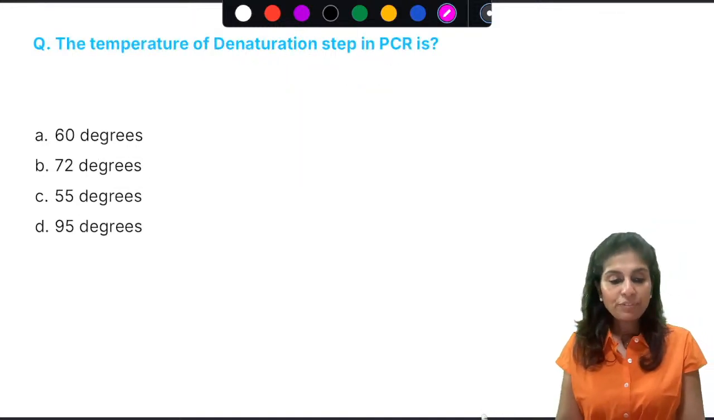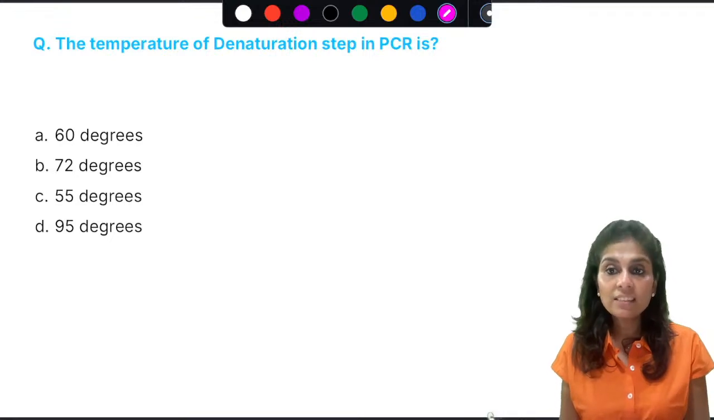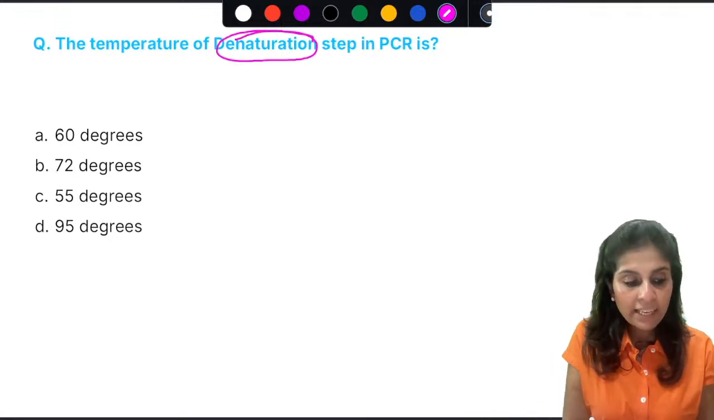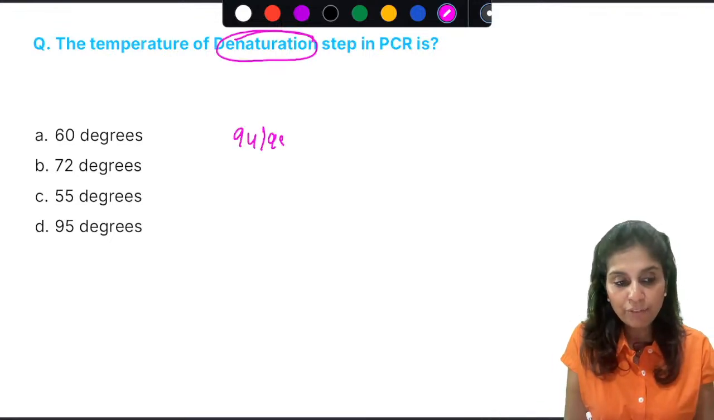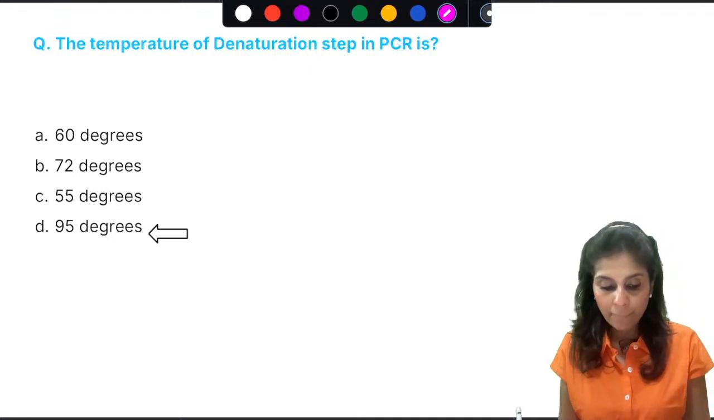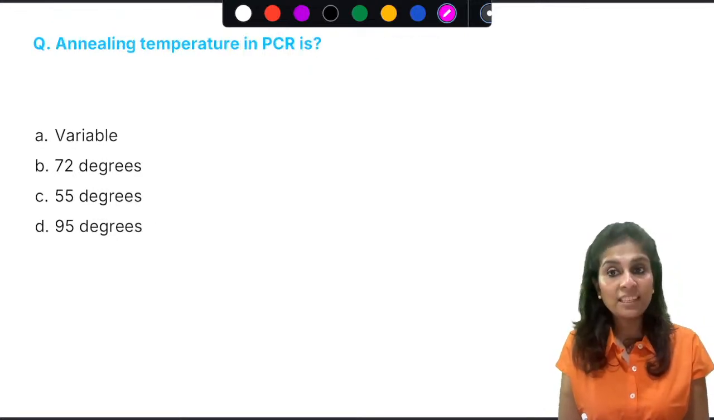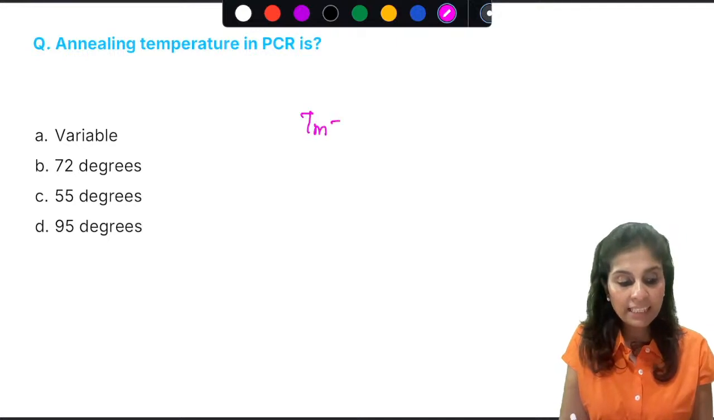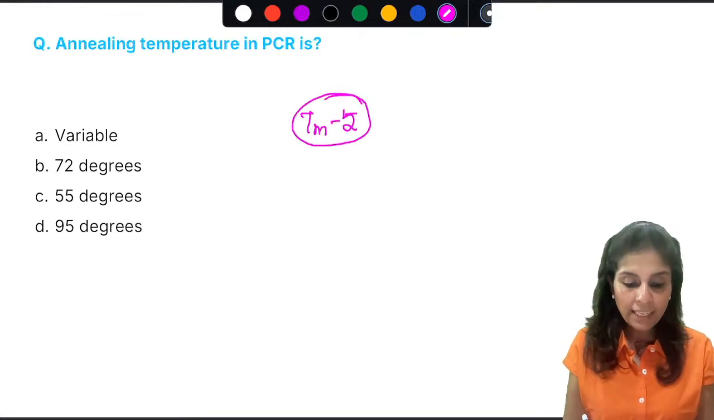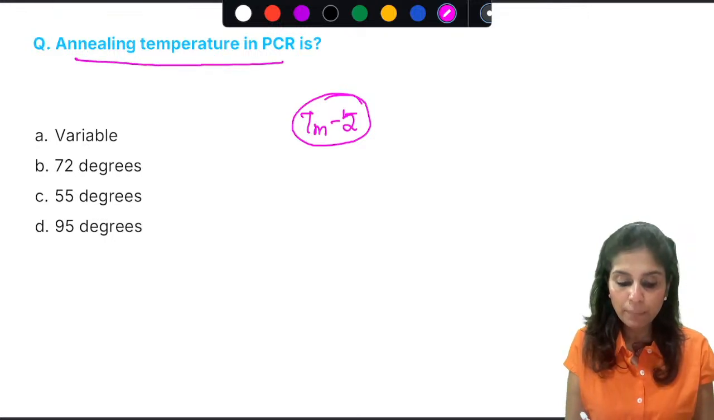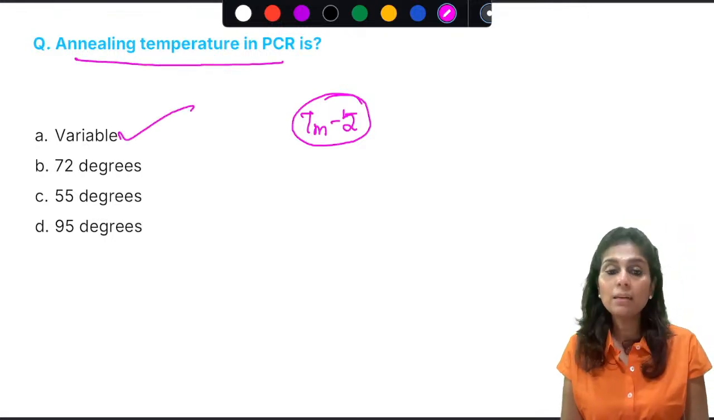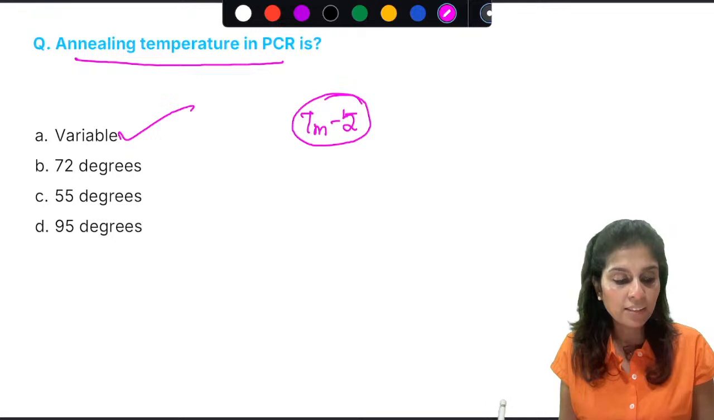The temperature of the denaturation step in PCR is always 94 or 95 degrees. Annealing temperature, I said, is variable. Did I tell you? It is 5 degrees less than the melting temperature of your primers. Right? Annealing temperature in PCR is variable. It is 5 degrees less than the melting temperature of your primers.